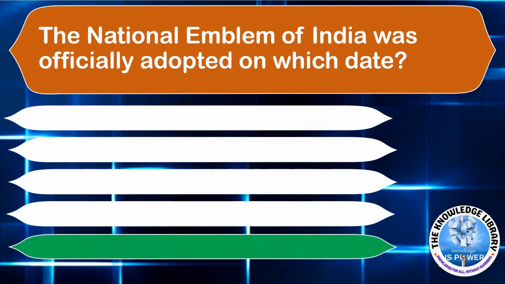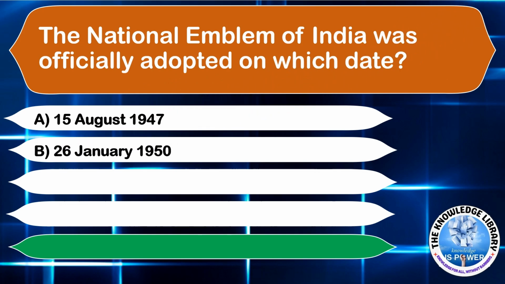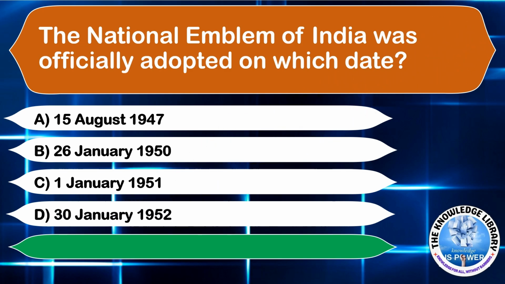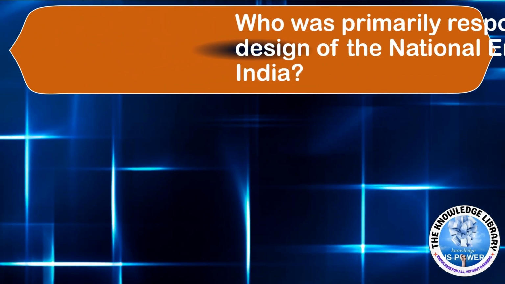The national emblem of India was officially adopted on which day? Option A, 15th August 1947. Option B, 26 January 1950. Option C, 1st January 1951. Option D, 30 January 1952. The correct answer is option B, 26 January 1950. Move to the next question.